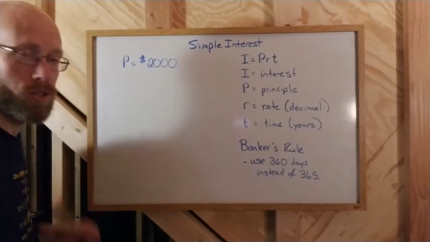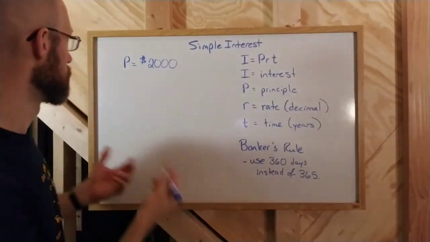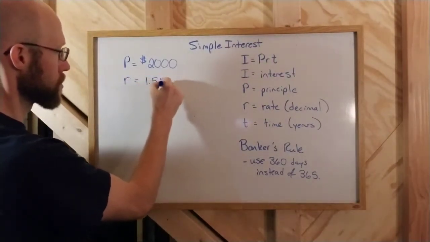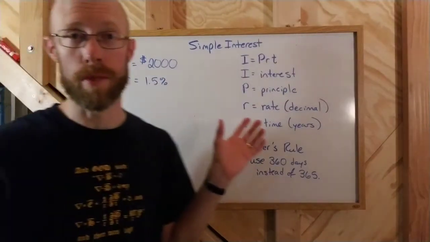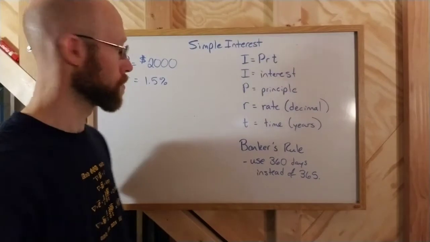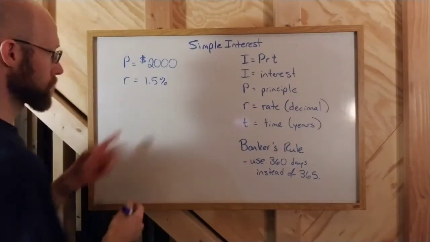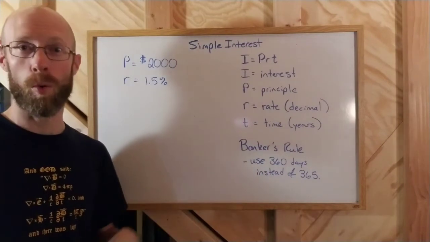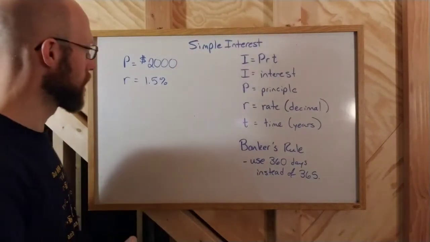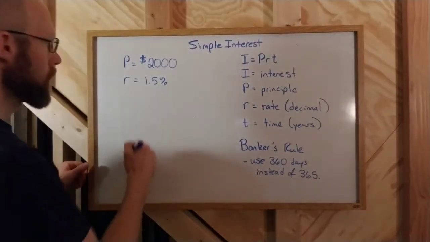$2,000 into some sort of savings account, and let's say you were earning maybe at a rate of 1.5%. Now that's actually a reasonably high interest rate for most savings accounts, but we'll go with it, just trying to use some numbers that work out well. Most of the time your rates are going to be more like 1/4%, like 0.25% or maybe 0.5%, but we'll go with this.